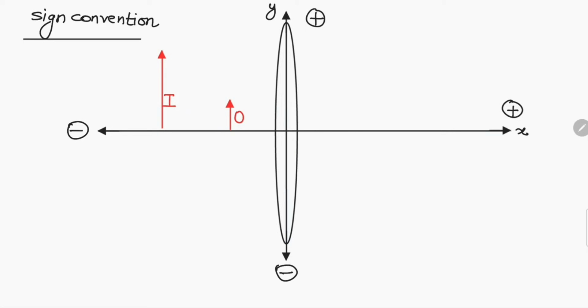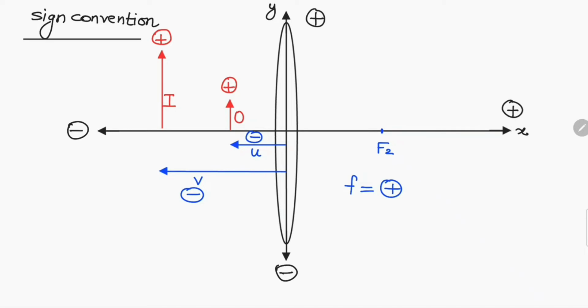If the image formed by convex lens is virtual, first of all the size of object is vertically up, positive. Now look at the size of the image also. It is also vertically upwards, hence I also will be positive. But what about U and V? U is always negative because it is on the left hand side. U and V both are on the left hand side, hence U is negative, V is also negative. It is convex lens. F2 is always on the right hand side, so the focal length will be positive. This is the sign convention used for convex lens.